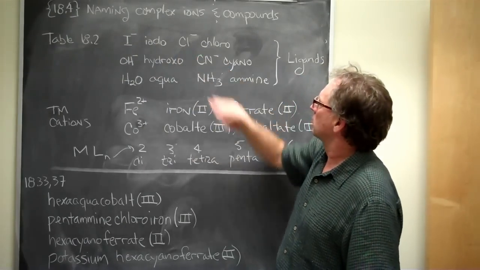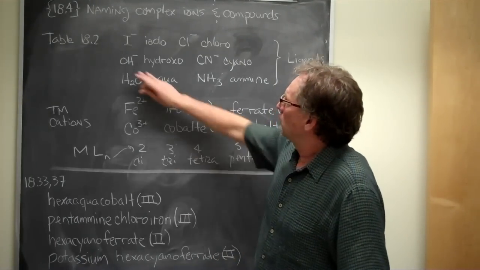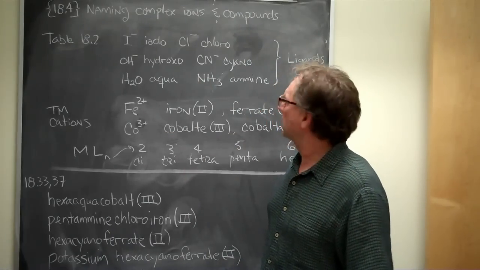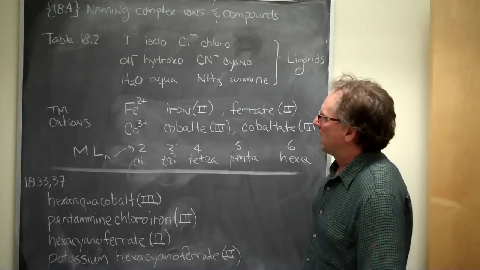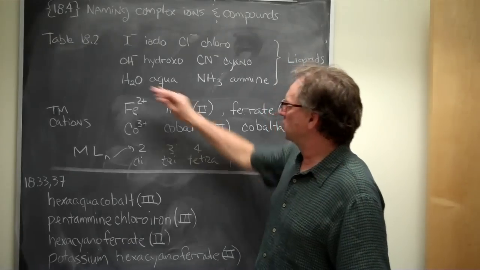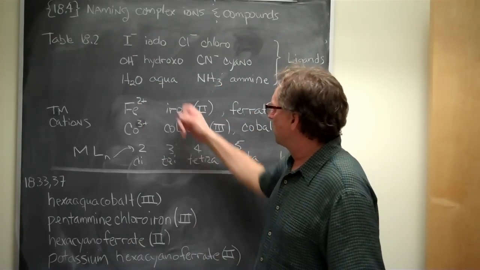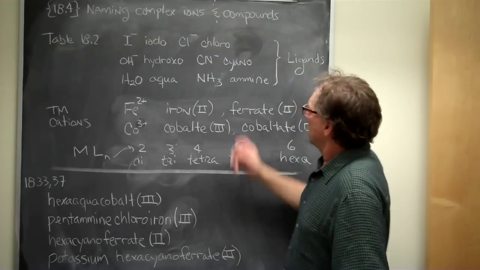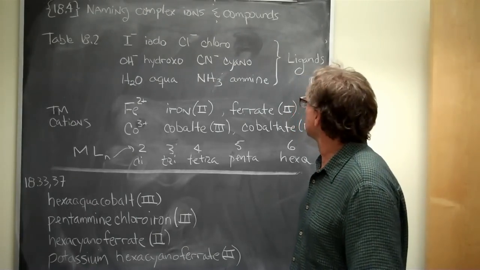Iodo is the I⁻, chloro is the Cl⁻, the chloride ion. When OH⁻ hydroxide becomes a ligand, we call it the hydroxo ligand. Cyanide ion becomes the cyano ligand, and those are all -1 charges, and you can also get neutrally charged ligands. Water, as you know, and the name for water when it's a ligand is aqua, and the name for the NH3 ligand when it's a ligand is amine.